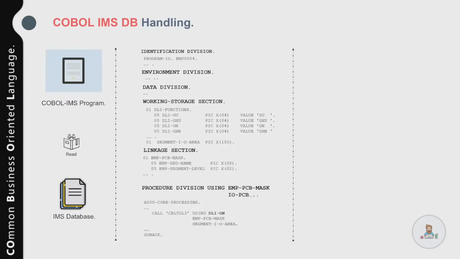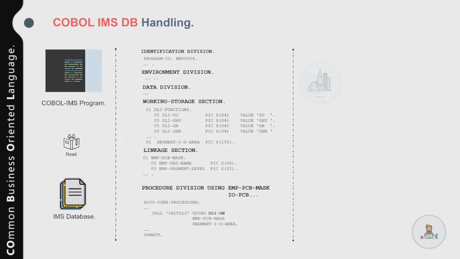Now in the paragraph A000-CORE-PROCESSING, we have actually used the call statement to request DLI services. The parameters you code on the call statement specify the operation you want DLI to perform. In the following call statement, I have actually used a function variable that is DLI-GN, and this particular variable denotes a function that is Get Next, and you can use it to retrieve segment occurrences in a sequence. It is like a standard COBOL read statement. Now to execute your COBOL IMS batch program, you need a JCL.